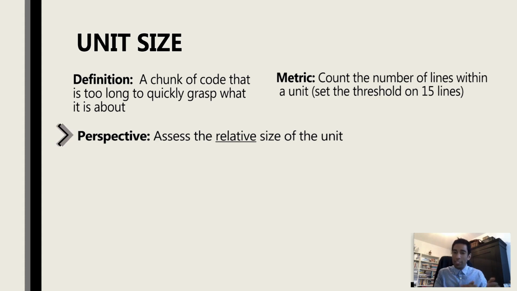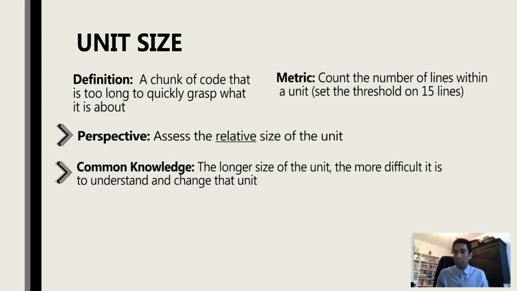So with unit size, you just count the number of lines within a unit, and that will give you a relative size of a unit compared to other units. Now, the common knowledge here is that the longer the unit, the more complex it can become, the more duplicated it can become, so it's more difficult to maintain. And if it's more difficult to maintain, you can more easily make mistakes, and that could have an effect on your system in production.